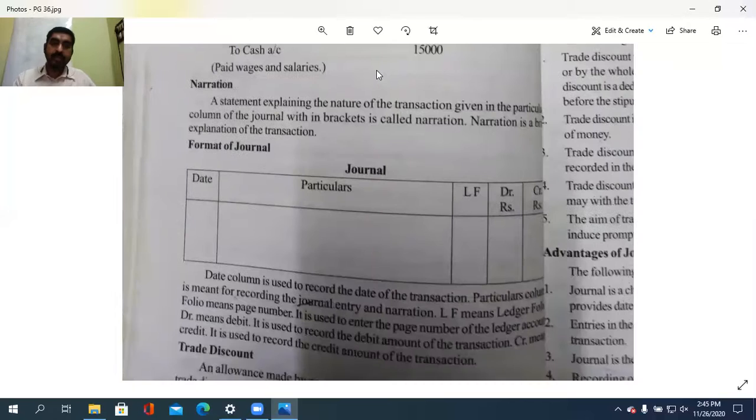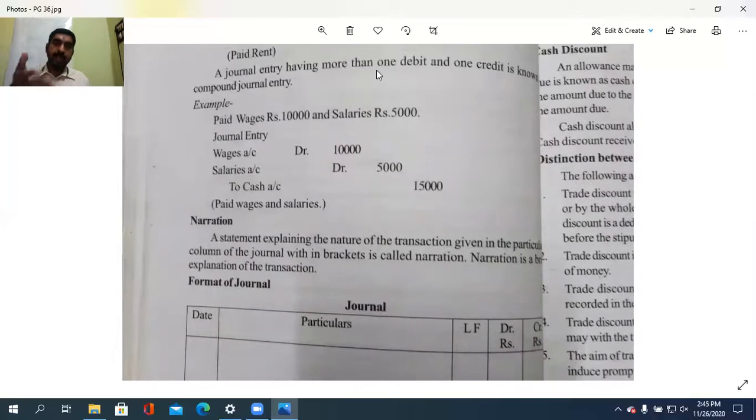Right. Another term is narration. What is a narration? A statement that explains the nature of the transaction given in the particulars column of the journal, within brackets, is called narration. It is a brief explanation relating to the transaction. For example, in the previous case, paid wages and salary. We are writing it that way because wages and salary are paid in the form of cash, or cash is going out from the business for the payment of wages and salary. That is the narration, a brief explanation or description of the transaction.